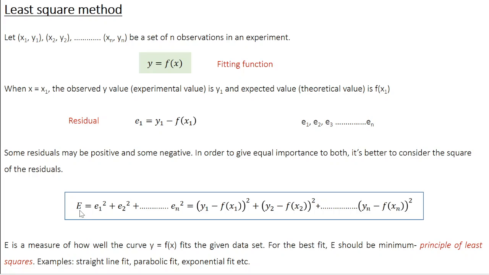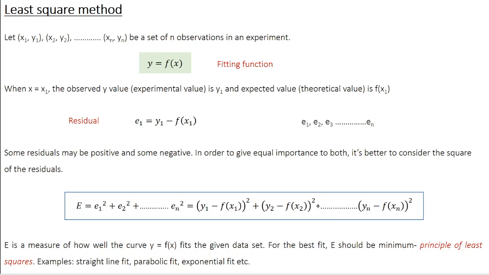Now, as I said, E is a measure of the total error, or E is a measure of how well the curve y equal to f of x fits the given data set. So for the best fit, expectedly E should be minimum, the error should be minimum, or the difference between the experimental data and the theoretical fit should be minimum. This is known as principle of least squares.